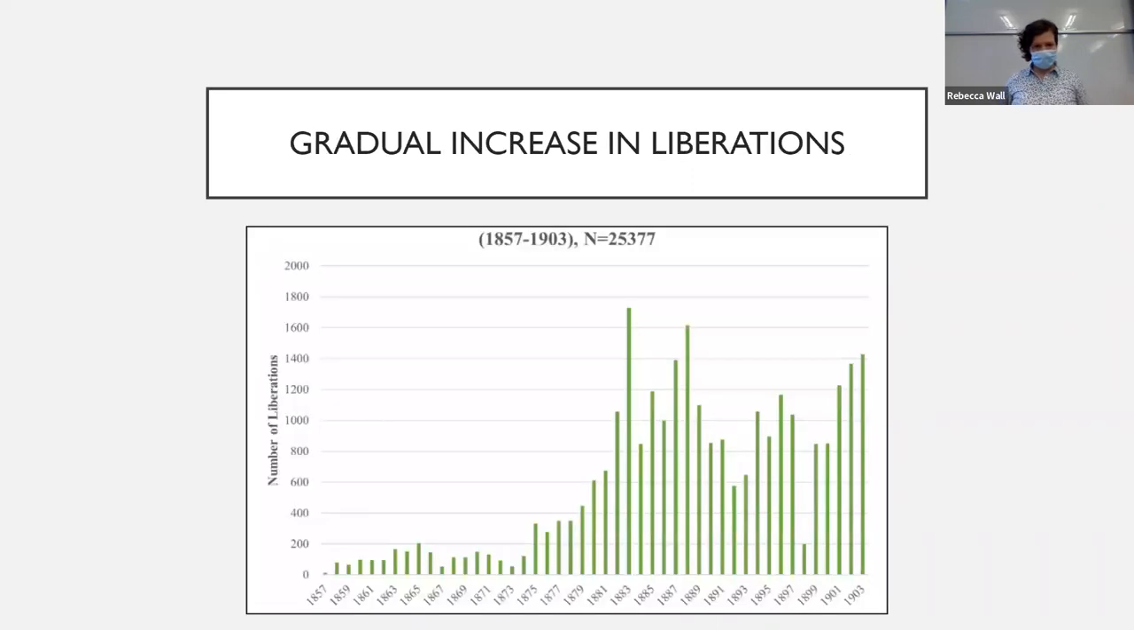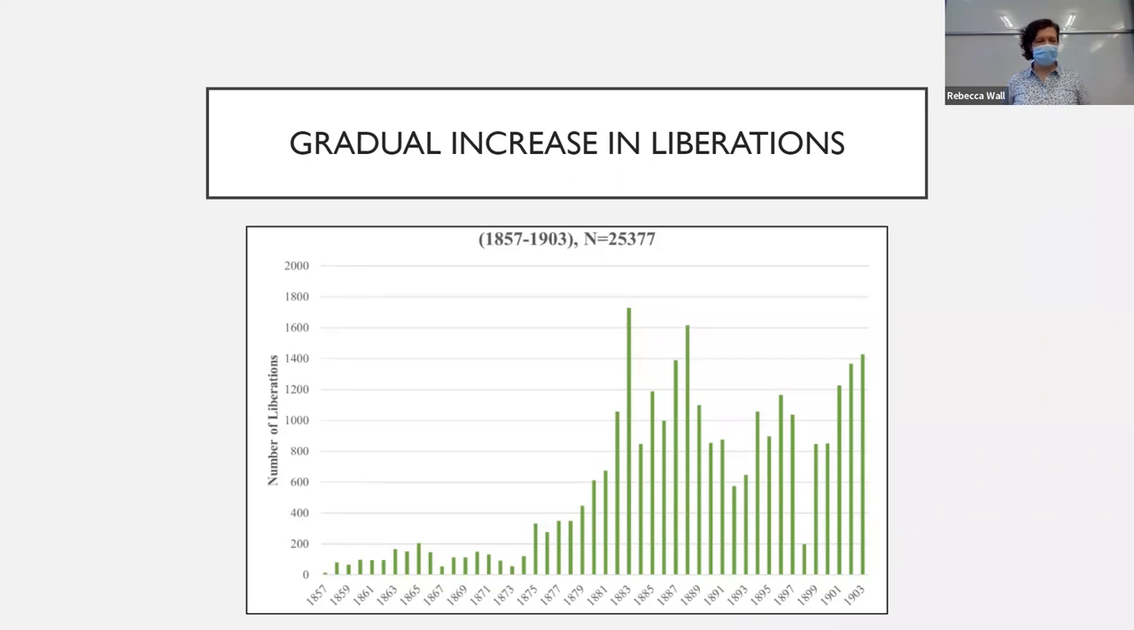Okay, this visualization looks at the entire period of the registers, from 1857 to 1903. The main thing I would point out here, and subsequently through our newest research assistant Sarina's work, we've realized that the actual N is a little bit higher than originally thought. But you'll notice right away that there's certainly a higher rate of liberations in the second half of the period. It's certainly not constant across time.